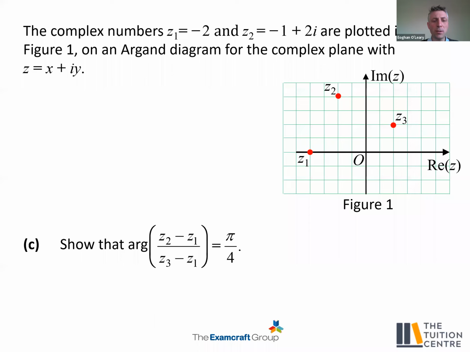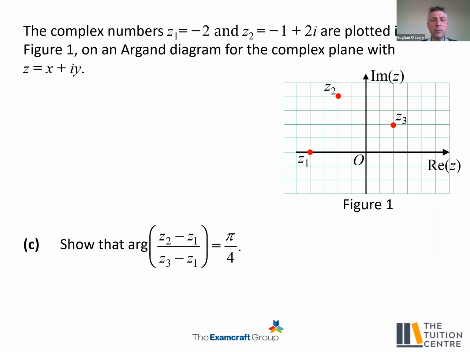So that starts off nice and easy, but it gets a bit more complicated here. And this is the part that might have scared students away from this question. It says, show that arg of (z2 minus z1) over (z3 minus z1) is equal to pi over 4. So this looks far more abstract from the part that they've just done, clearly parts A and B. However, if you know your complex numbers, you'll be able to do this as well.